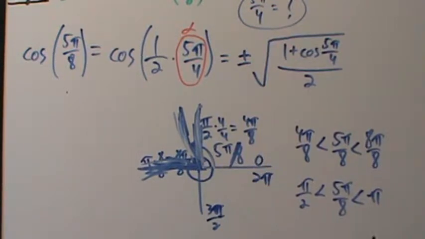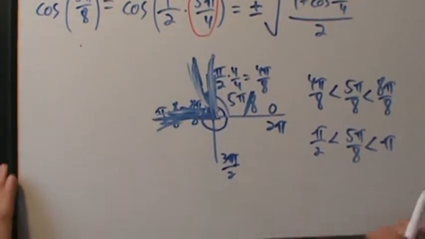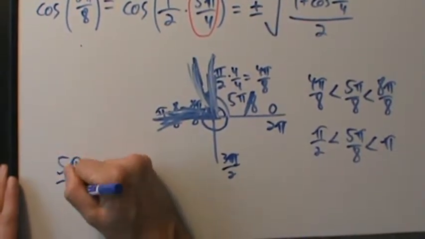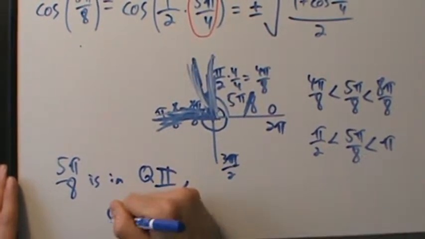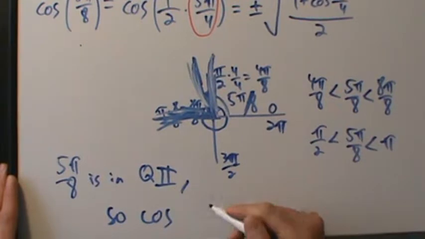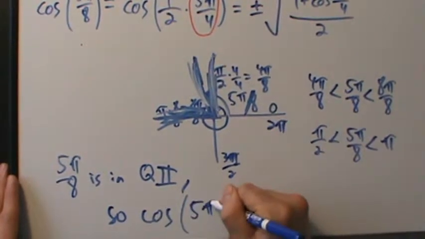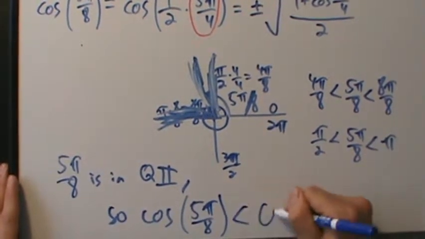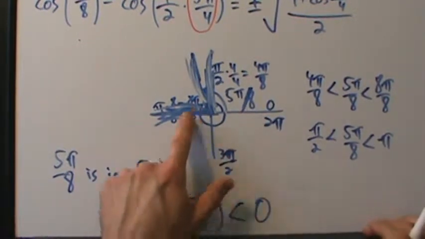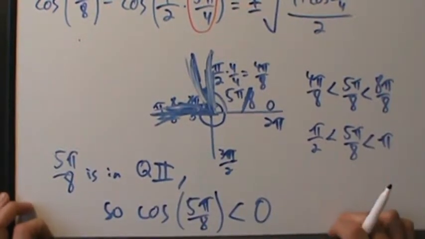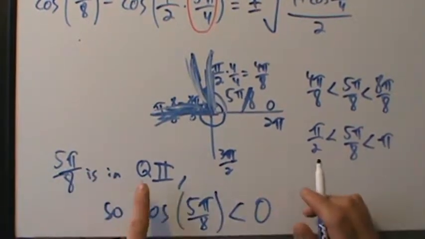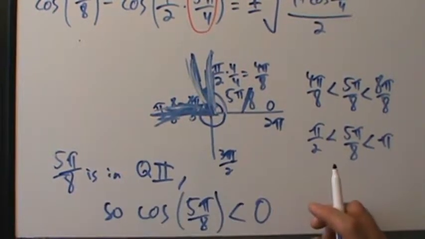Now since 5 pi over 8 is in quadrant 2, let's write this out. 5 pi over 8 is in quadrant 2. So cosine of 5 pi over 8 is negative, right? If you're in quadrant 2, your cosine is negative. Remember, we talked about that a long time ago in an earlier video. 5 pi over 8 is in quadrant 2, which we just found out, and that means the cosine of 5 pi over 8 has to be negative.